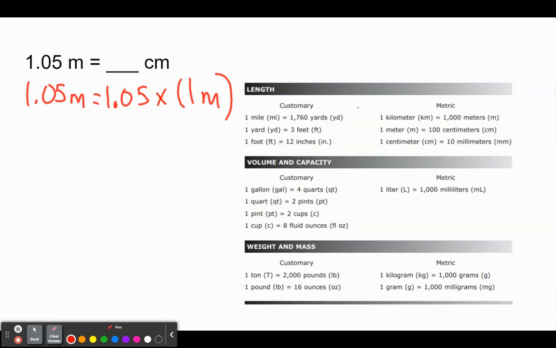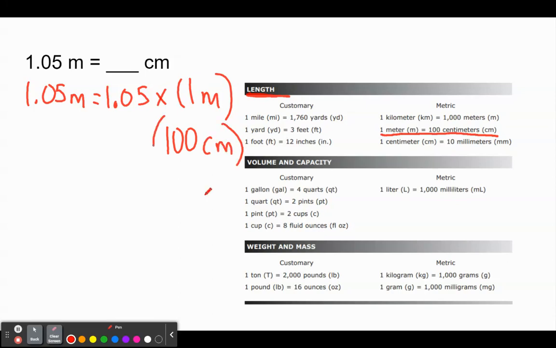So I'm going to use my chart. I know that we are looking for length. Meters and centimeters are length. So we're going to go over here and see if we can find meter and centimeters. So I see that right here. 1 meter is equal to 100 centimeters. So for every 1 meter, I have 100 centimeters.